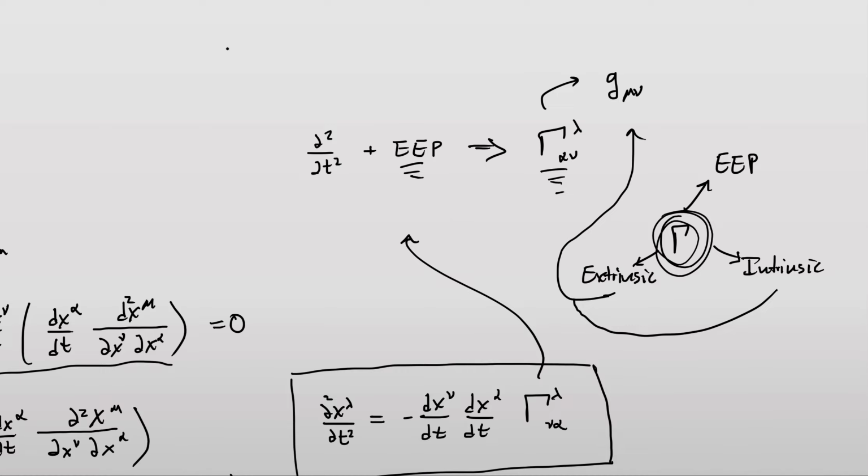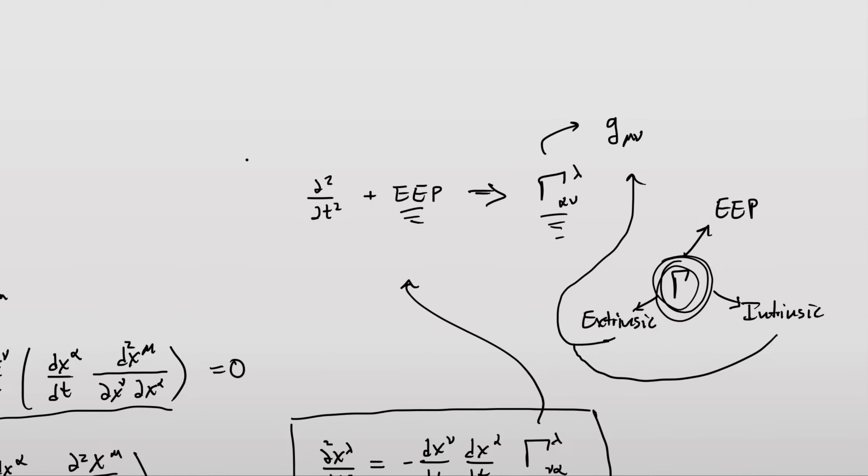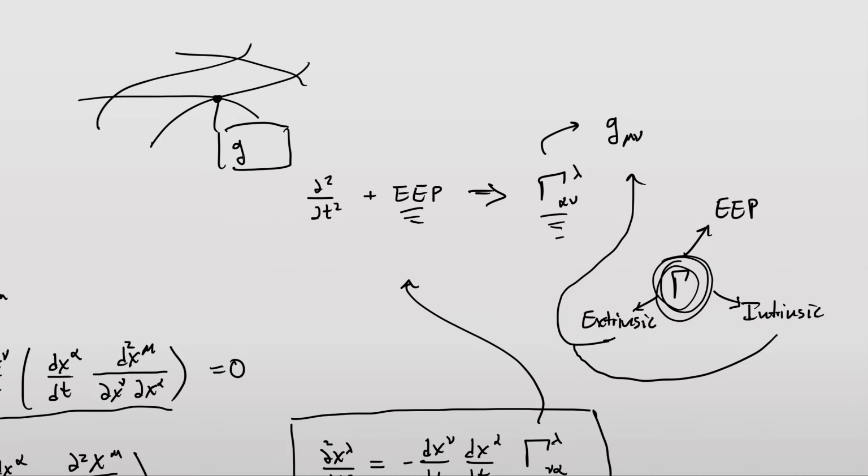And so with that being said, our picture now is we have some space-time, and at each point, not only do we have our metric tensors, but we have our Christoffel symbols as well. And with that being said, this is a pretty short video, but I will move on to the next topic, and I will see you in the next video.